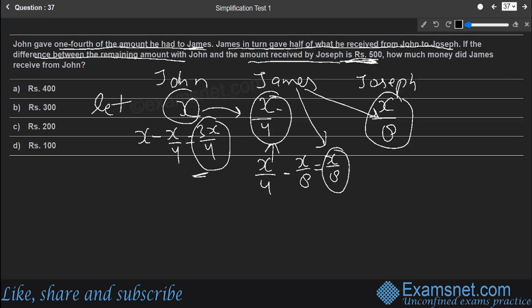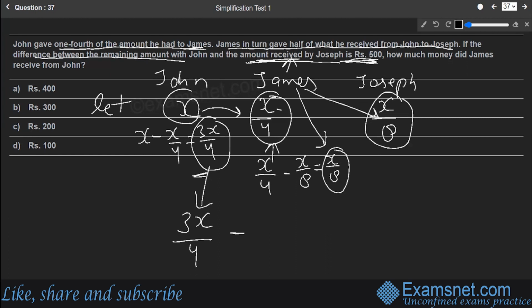Then they say the difference between the remaining amount with John. So how much is the remaining amount with John? That is nothing but 3X by 4. This is the remaining amount with John, 3X by 4, and the difference between this and the other one, so there is a minus sign used, the amount with John and the amount received by Joseph.